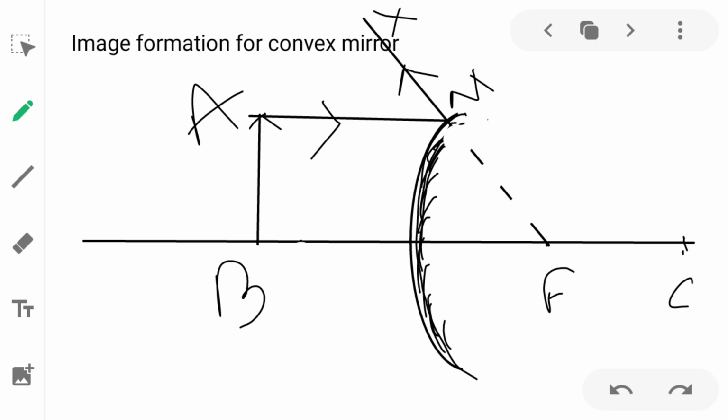The second ray that we can consider is the ray which passes through the center of curvature. So in case of convex mirror, the ray actually cannot pass through the center of curvature because it is inside the mirror and the ray is outside the mirror. So the incident ray cannot pass through the center of curvature actually, but the direction of the incident ray can be along the center of curvature. So the direction of incident ray is along the center of curvature.